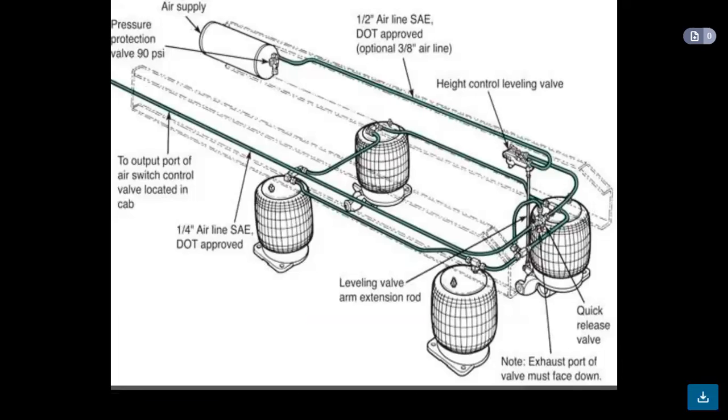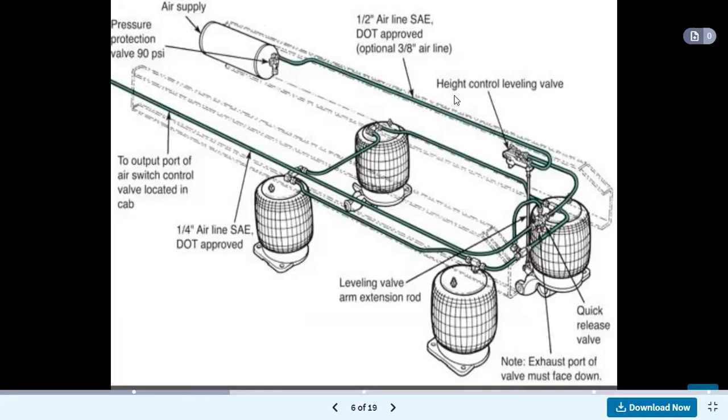If we see the complete mounting of the air spring, it looks like this. This green color portion is the air lines. Air passes through these green color pipes. An air supply tank is available. Then a pressure protection valve is provided, having a pressure value of 90 psi. This is the protection valve.